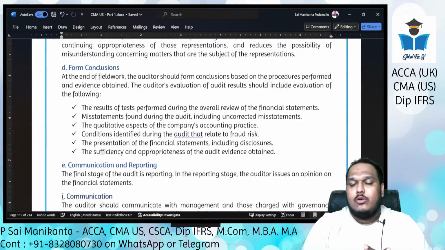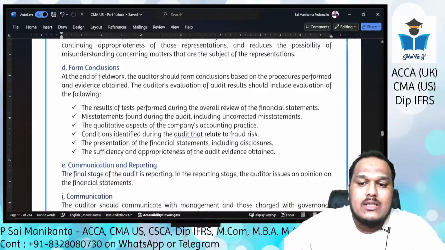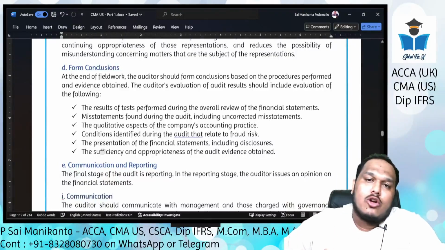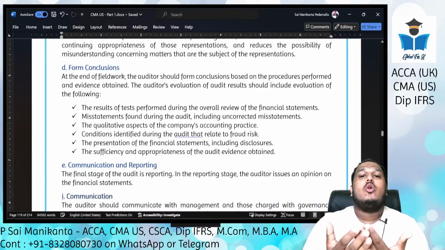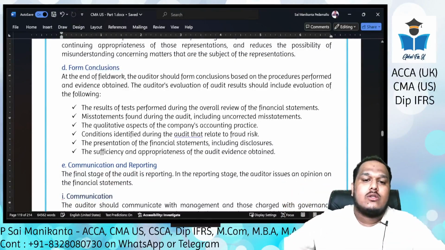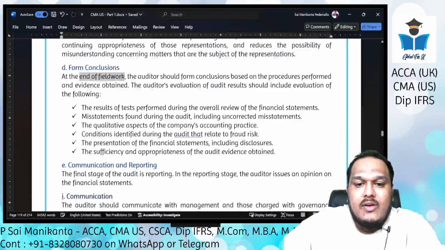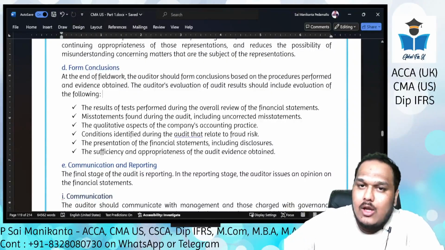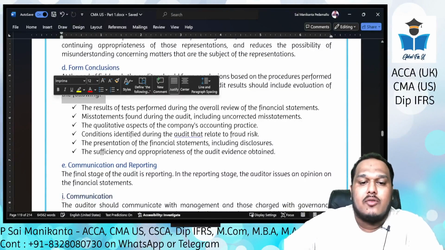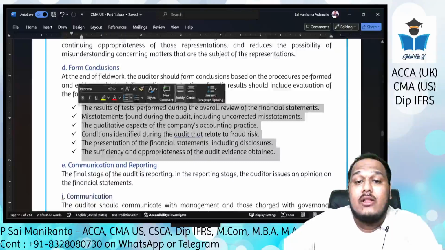So you say that financial statements are either free from material misstatements or not free from material misstatements. You need to now conclude your audit. You need to form the conclusion. So what will be there in that? At the end of the field work, the auditor should form conclusions based on the procedures that are performed and evidences that are obtained. The auditor's evaluation of audit results should include evaluation of the following. What all should we include while forming the conclusion?